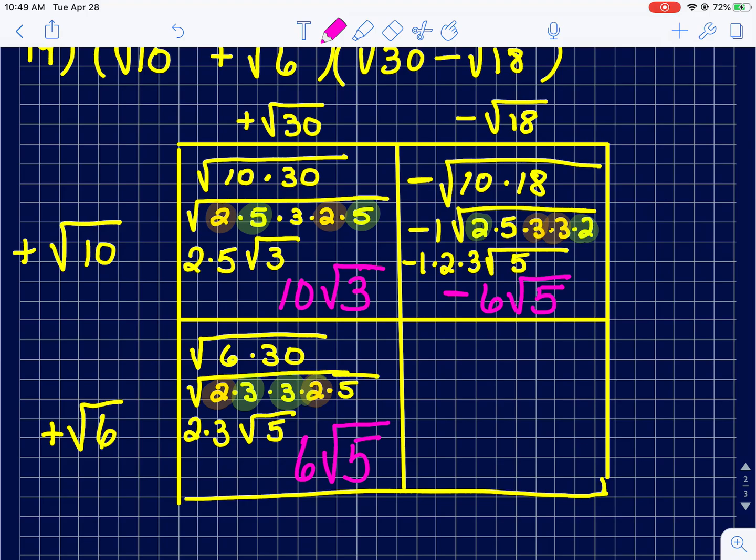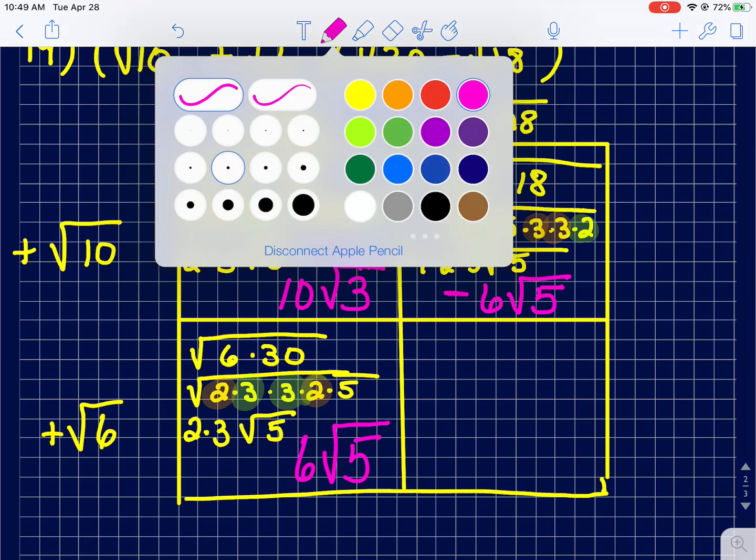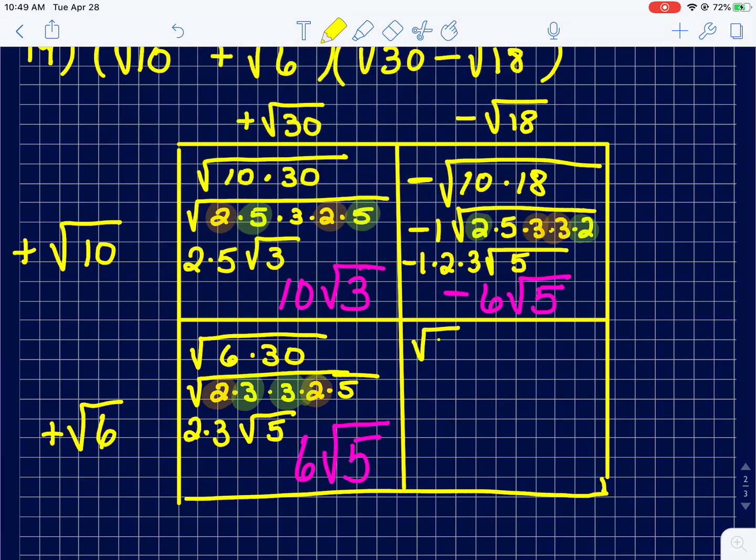Okay. In our final box, I have a root 6. Oh, I better fix that because I have a negative and a positive. So negative times positive is negative. Inside that, we have a 6 times 18. So I'm going to, again, make that a -1. 6 is 2 times 3. 18 is 3 times 3 times 2. So I'm going to pull out my pairs. I have a pair of 2s.